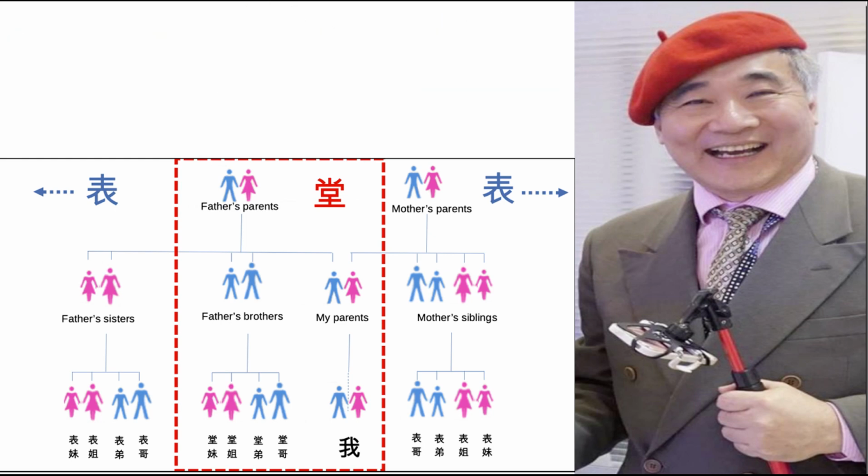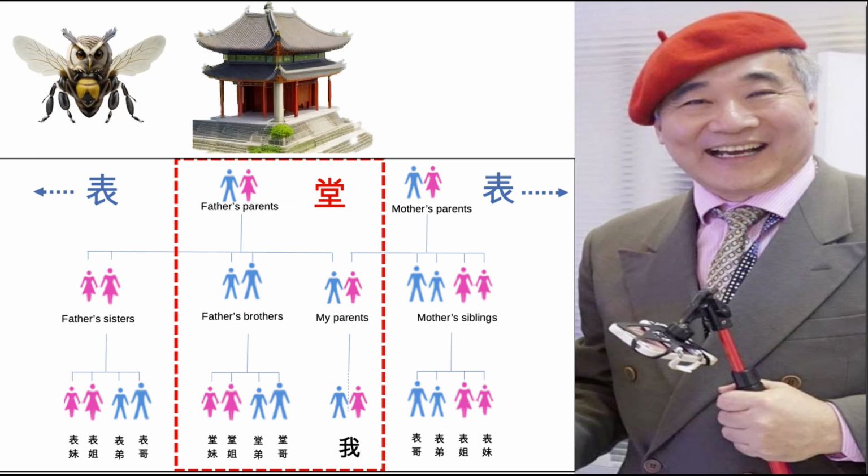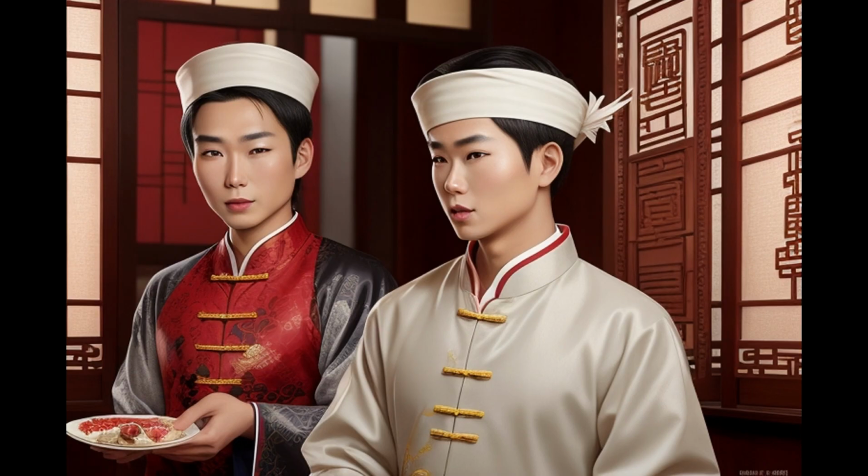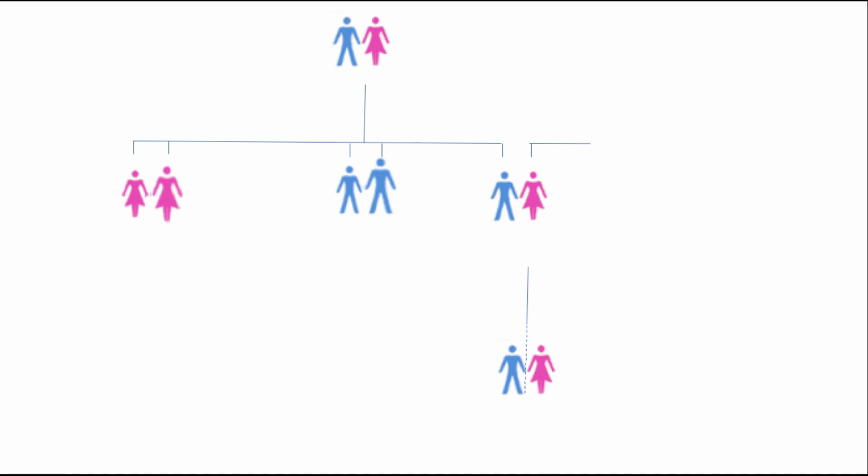Greetings, everyone. I'm Dr. Wang, and today I'll delve into an intriguing facet of the Chinese kinship system, specifically the distinctions related to cousins. Chinese culture employs unique terms for cousins based on their paternal and maternal lineages. Here is a family tree.